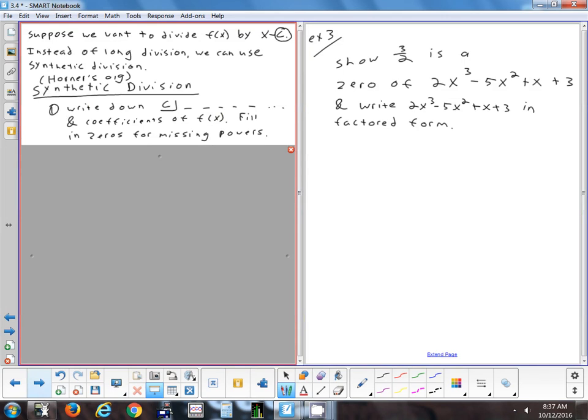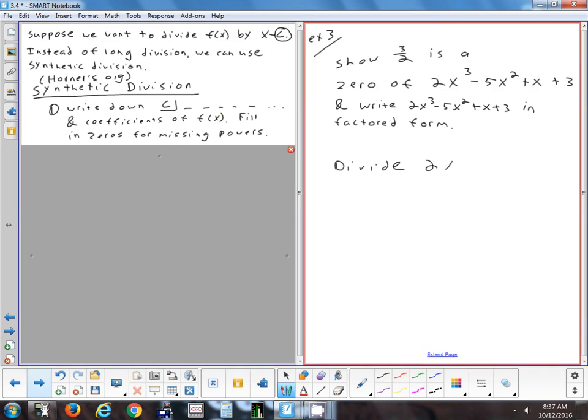All right, so example 3, it's worded a little bit differently. But basically this problem is asking you to divide 2x cubed minus 5x squared plus x plus 3 by x minus 3 halves. Remember all the different things that are equivalent. If 3 halves is a root, or a zero, that's the same as showing x minus 3 halves is a factor. Does everyone remember that from yesterday? So I'm trying to show 3 halves as a root, so I'm going to show x minus 3 halves as a factor.